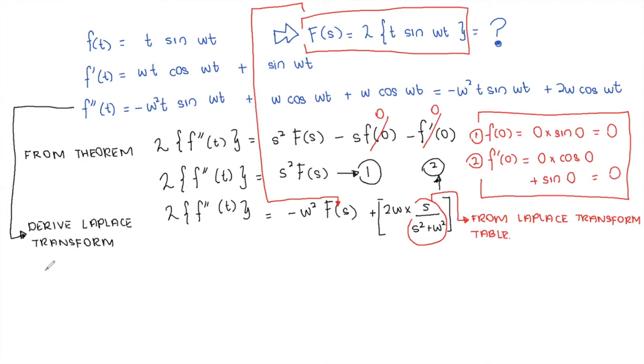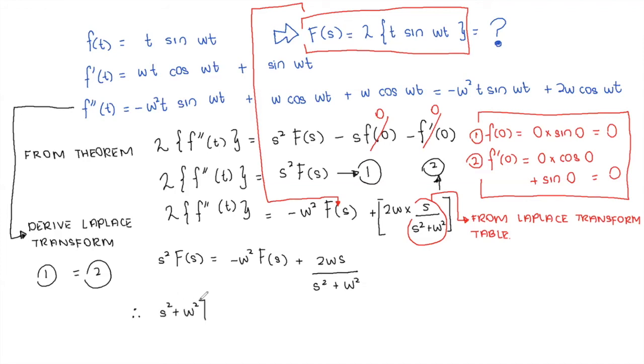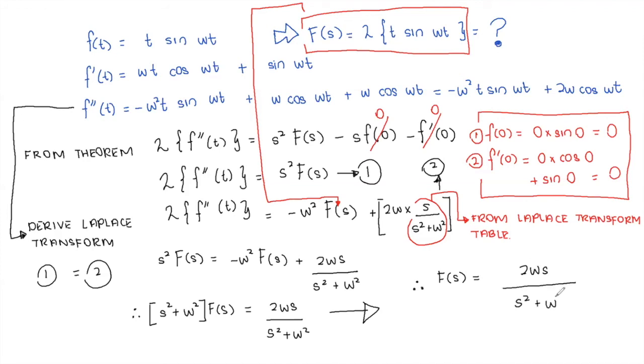Now, if we make equation number 1 equivalent to equation number 2, we find that s squared multiplied with F(s) is equivalent to negative omega squared F(s) plus 2 omega s over s squared plus omega squared. Next, we group the F(s) on the left-hand side of the equation, and last but not least, we derive F(s) as 2 omega s over s squared plus omega squared, and the whole thing is to the power of 2.